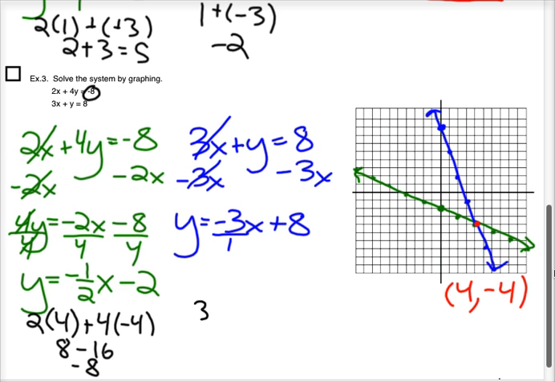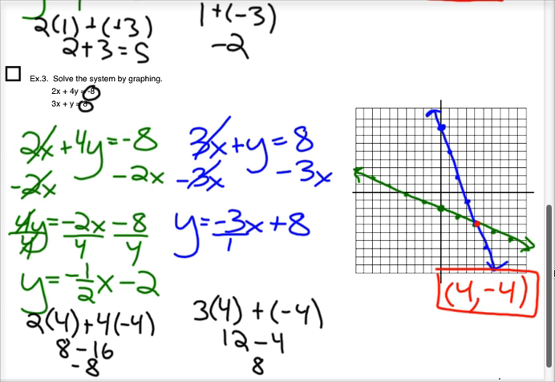Now, second equation, 3 times x plus y, which is negative 4. So 12 minus 4 gives me positive 8. And once again, that is what I was supposed to get. So that means that that 4, negative 4 really is my solution.